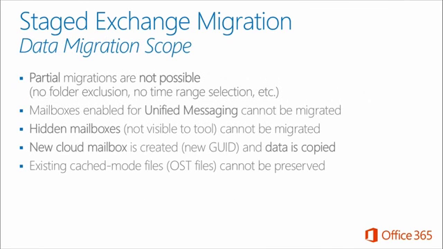The scope, partial migrations are not possible. You're basically saying this mailbox and everything in it is rolling through. New cloud mailbox is created, and the existing cache mode files cannot be preserved. So from an experience, it is that kind of shot. Get it up. Get it going. Utilize your bandwidth and talk to your bandwidth provider if you want to make this real quick, and that becomes your migration strategy. It becomes a physics problem, really, about how fast can I move my data from on-prem into Office 365 at that stage.